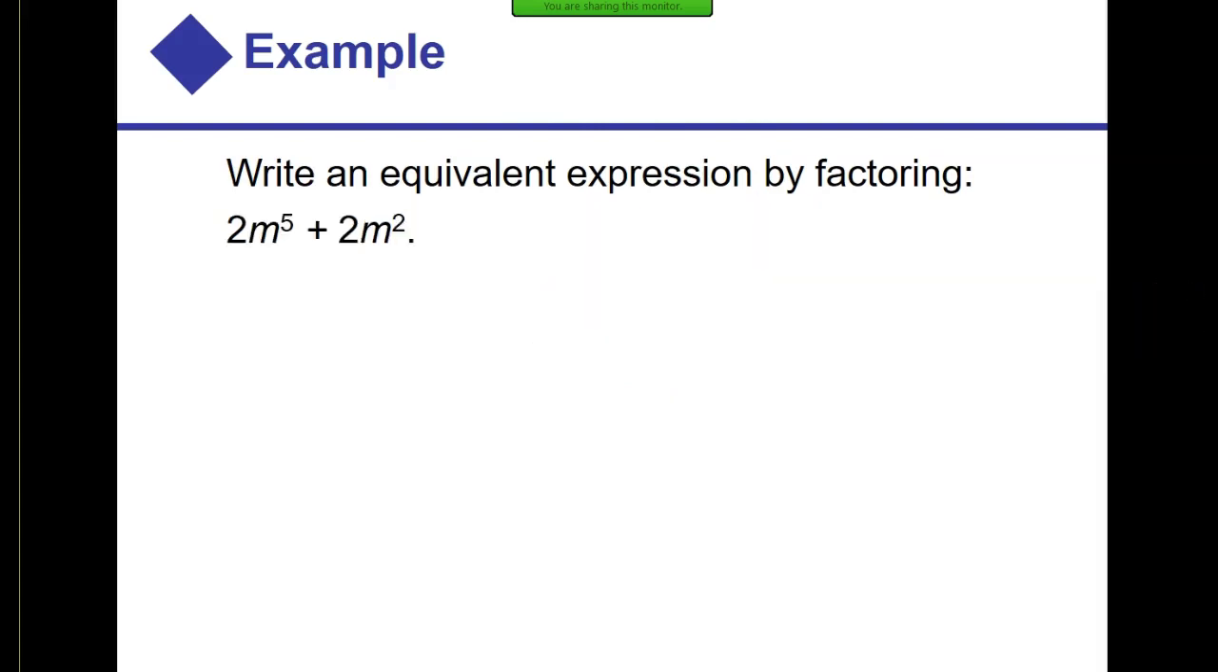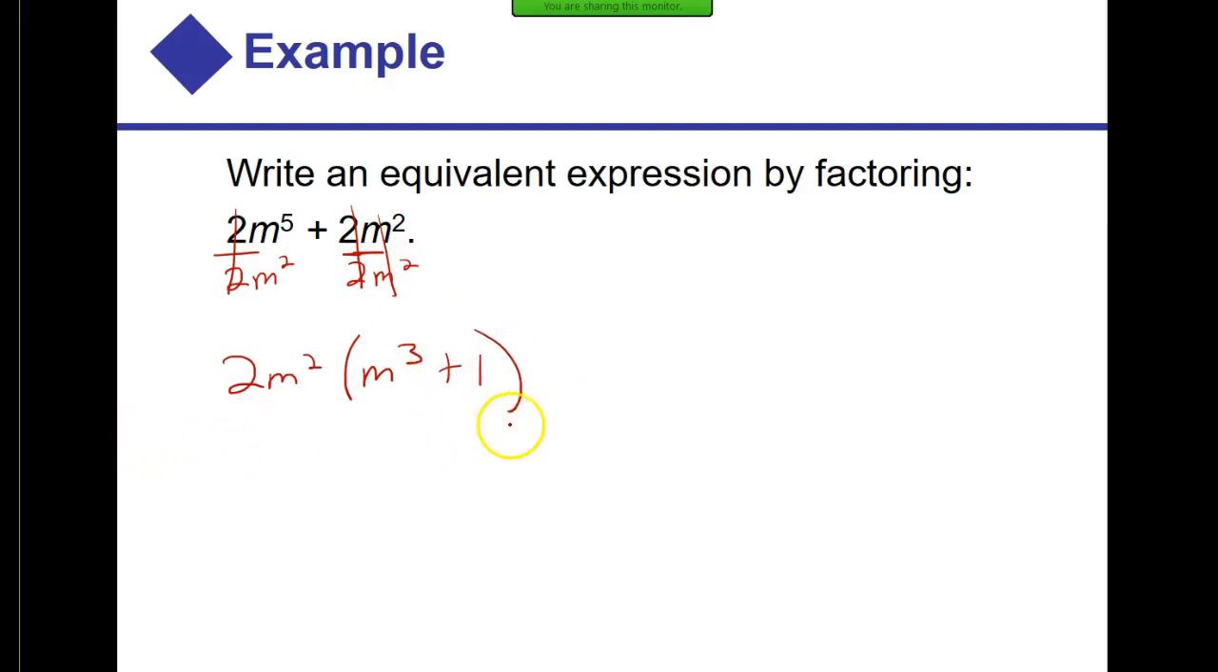Alright, last one here. It says 2m to the 5th plus 2m squared. Do you see what we need to do first? GCF. Okay, so first I'm going to take out the GCF. I see they have a 2 in common, and they also both have m's. So I'm going to take out an m squared, because they both have m squared. I take out my GCF, 2m squared. I divide this out, I'll have m cubed. This divides out, and this divides out. It's not 0. Anything divided by itself is 1.